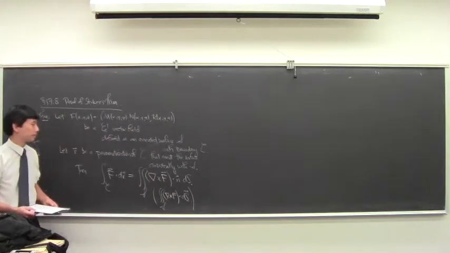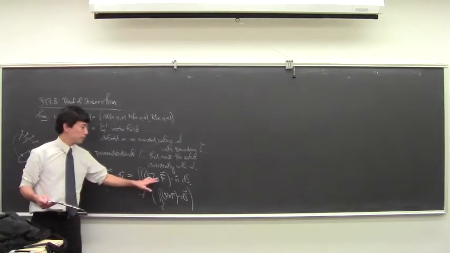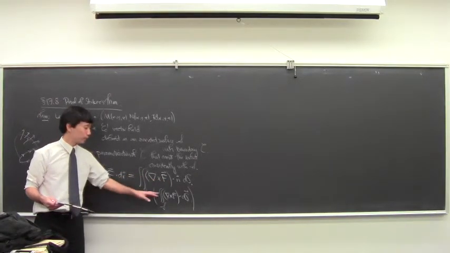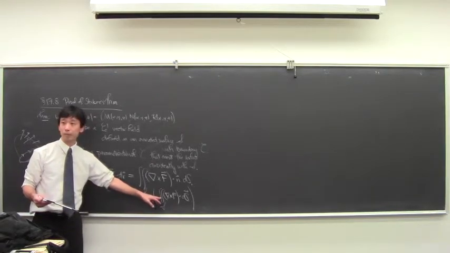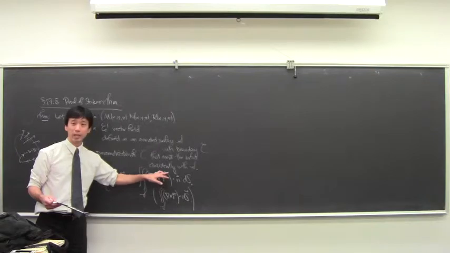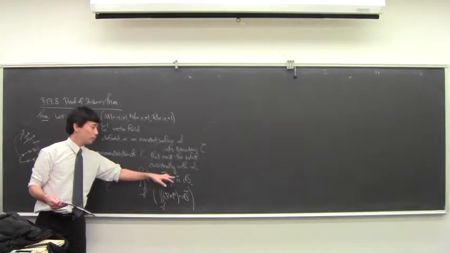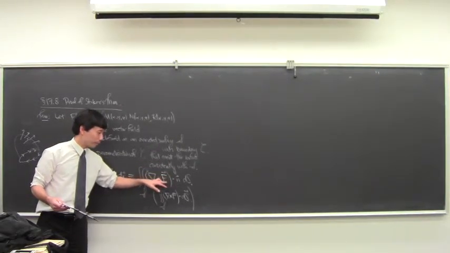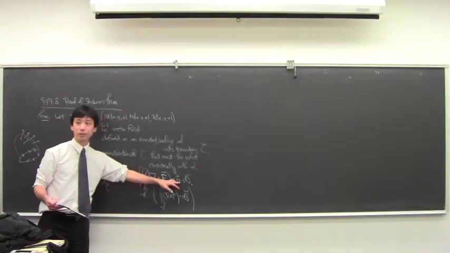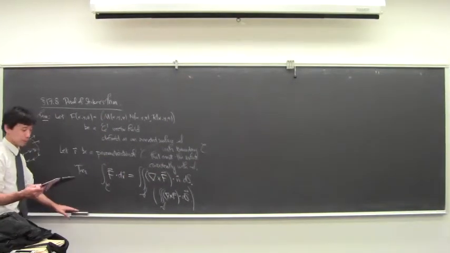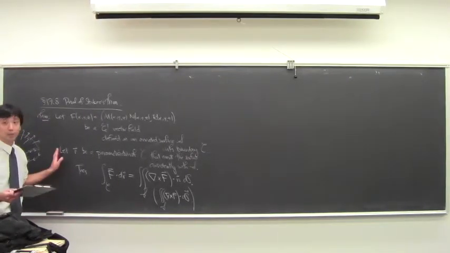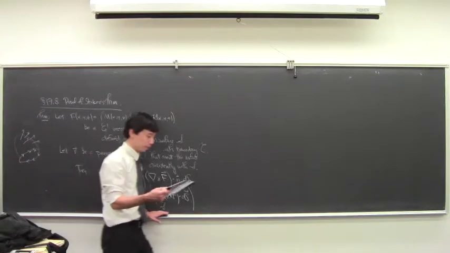So this thing on the top here is the definition of this thing on the bottom. The flux of the field over the surface is the same thing as the integral of the curl dotted against the normal vector over the surface. That's just the definition. Okay, so that's the statement of the theorem.